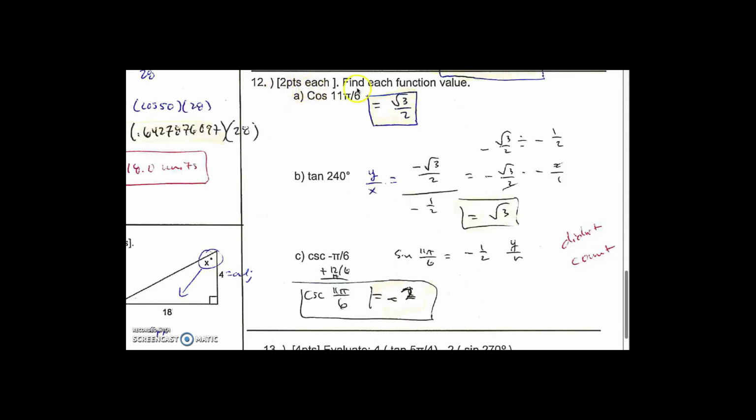All right, question number 12. You can just check for your own practice. I said find each function value, but I didn't list like use the unit circle, find exact values, no calculator. So when you do your test, this will be in the non-calculator part.